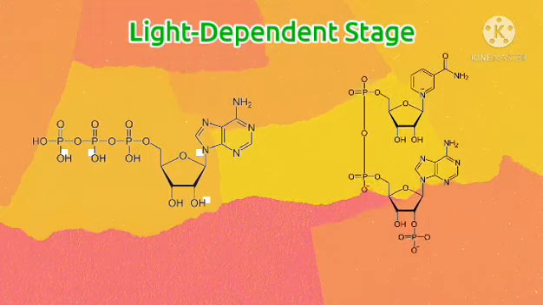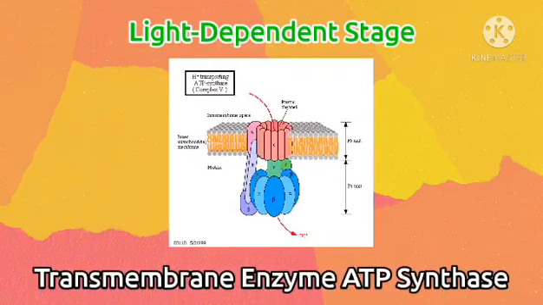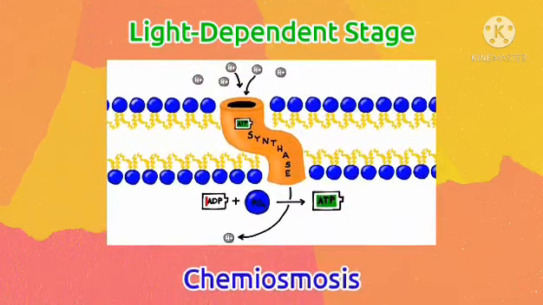More and more energy is absorbed by the two carrier molecules, ATP and NADPH. The buildup of hydrogen ions in the concentration gradient allows potential energy to be harvested and converted into chemical energy in ATPs through the transmembrane enzyme ATP synthase. This movement of hydrogen ions through ATP synthase is called chemiosmosis.